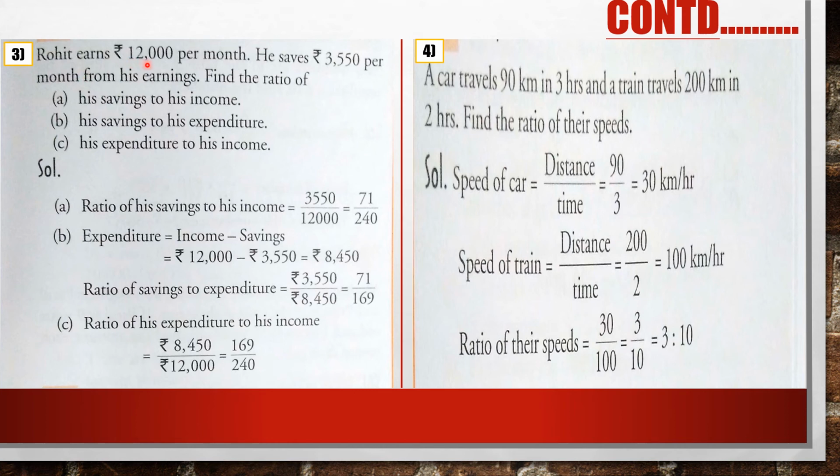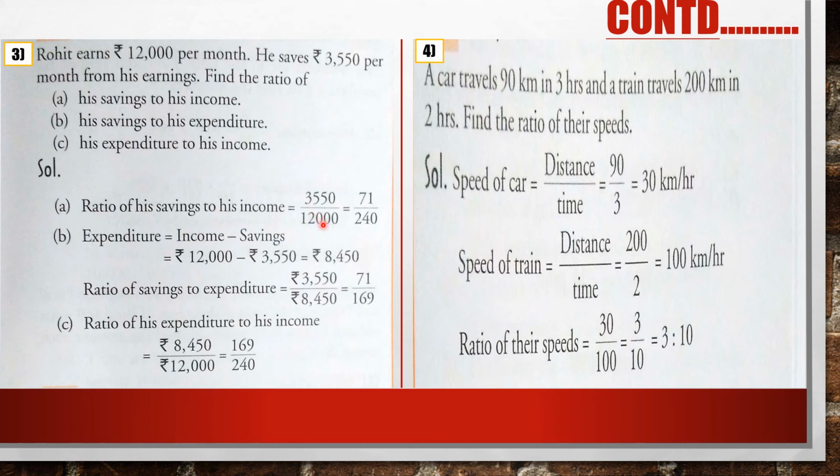Rohit's income is 12,000 rupees per month. Rohit's saving is 3,550 rupees per month. So the ratio of his saving to his income is equal to 3,550 divided by 12,000. 0 gets cancelled. We have 355 divided by 1200. Now find the simplest form of 355 divided by 1200.